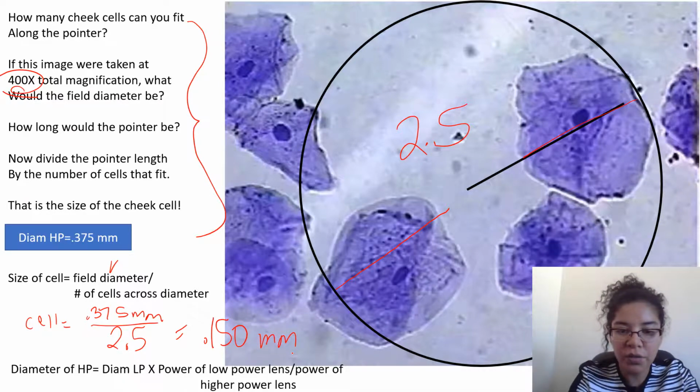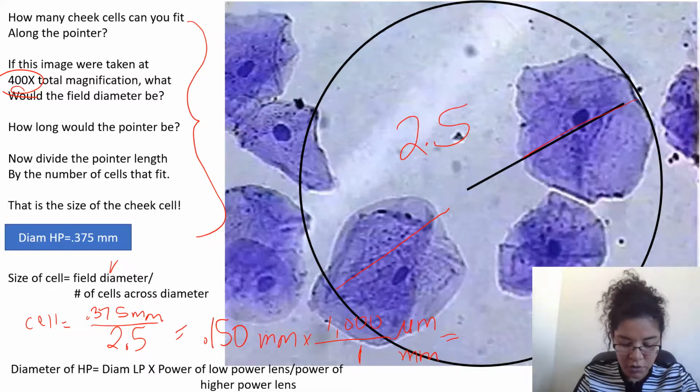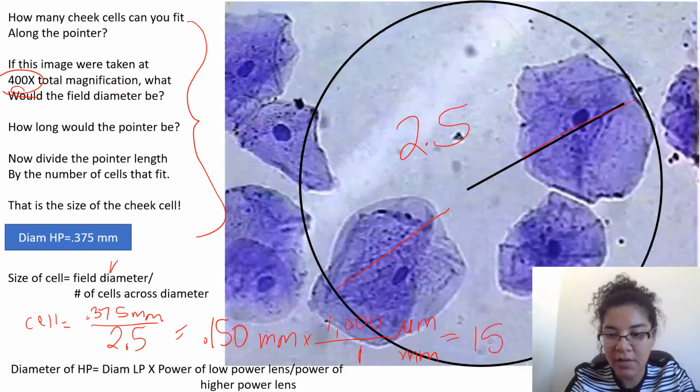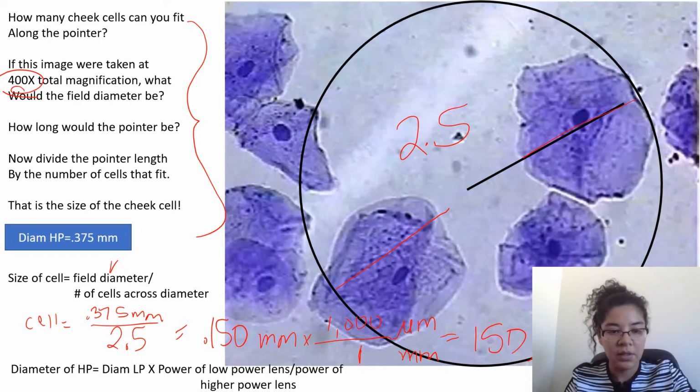Now, in order to convert this to micrometers, we need to know how many micrometers fit in 1 millimeter. That's 1,000, so you multiply by 1,000 micrometers. The size of one cell is 150 micrometers. This is how you calculate your cell size.